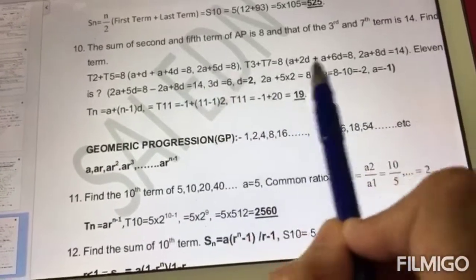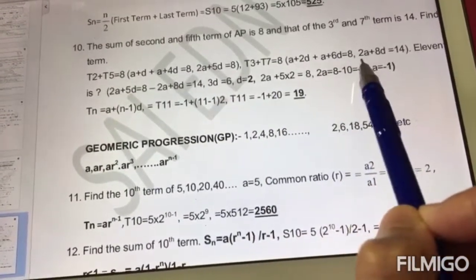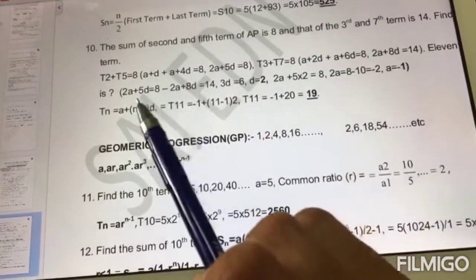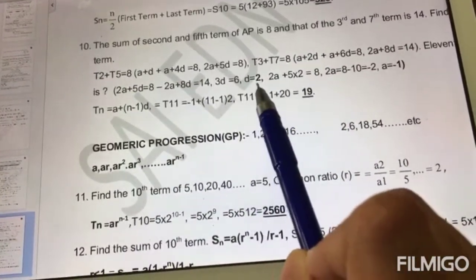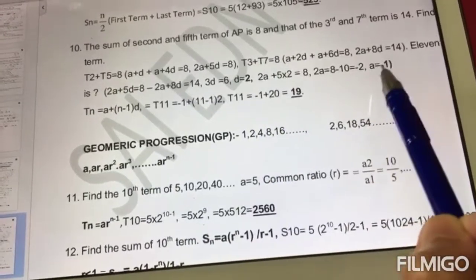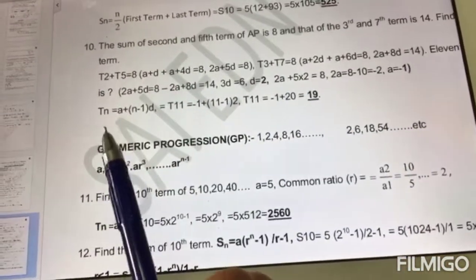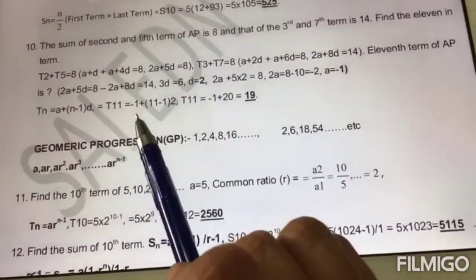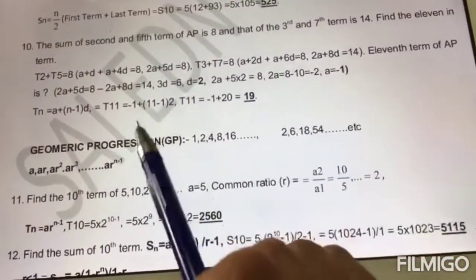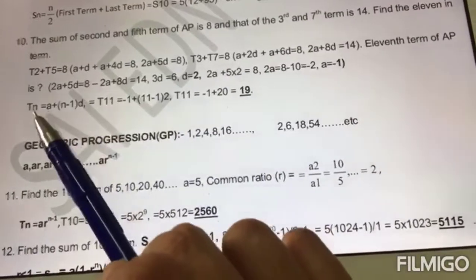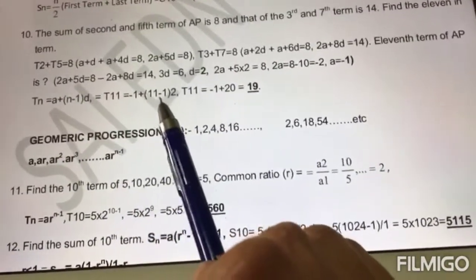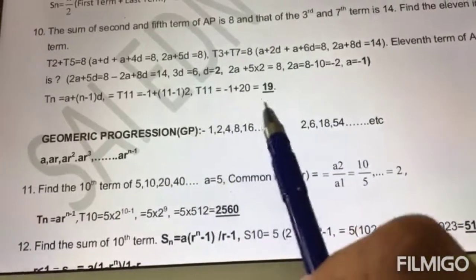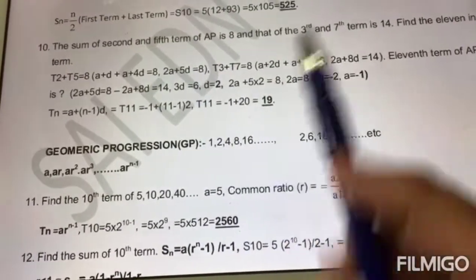So we have two simultaneous equations, 1 and 2. When you solve them together, you will get d equal to 2 and a equal to minus 1. Now simply find the 11th term. T11 is equal to a, which is minus 1, plus n minus 1, where n is 11, so 11 minus 1, into d, which is 2. So the 11th term is 19.